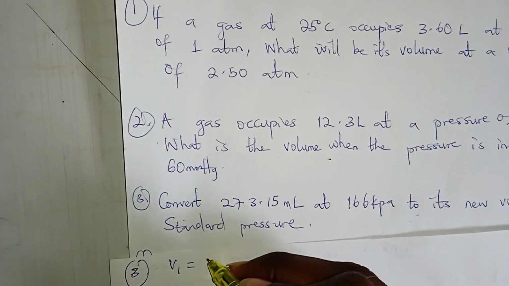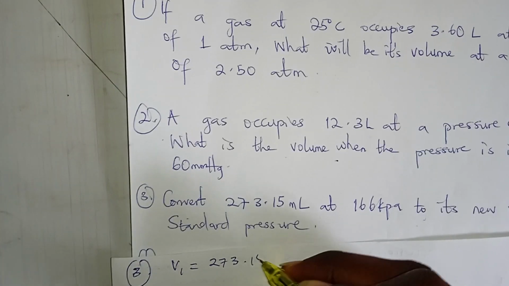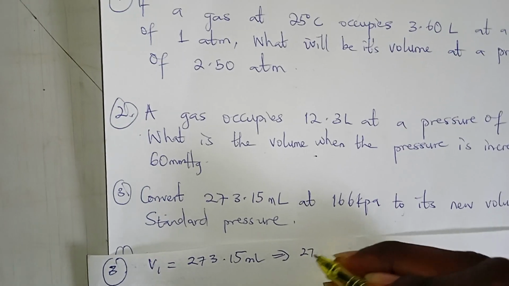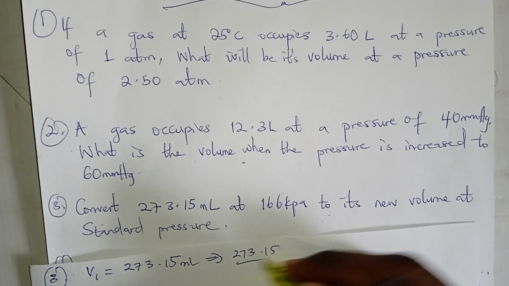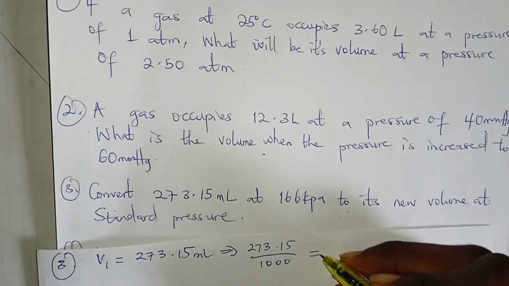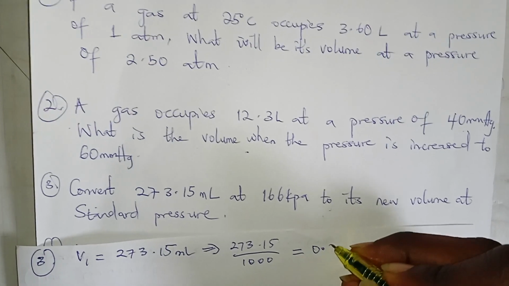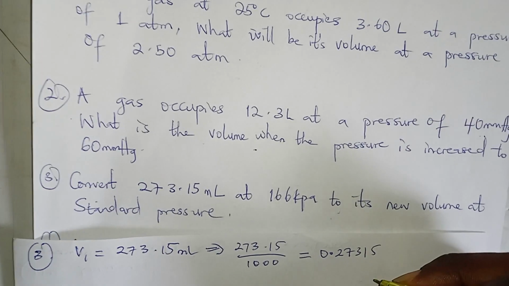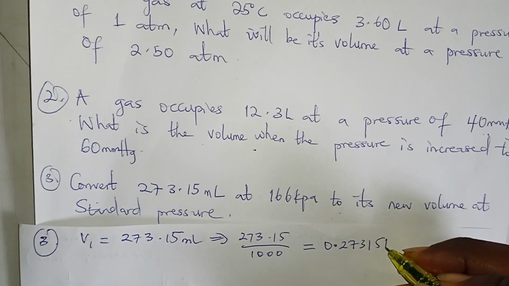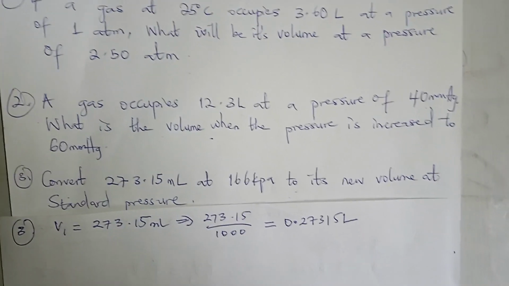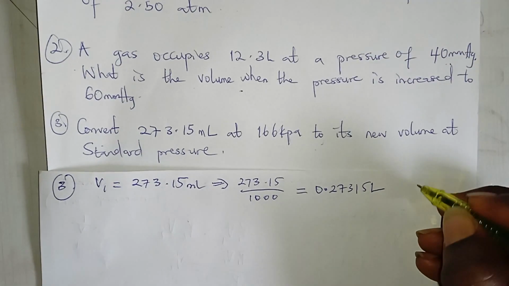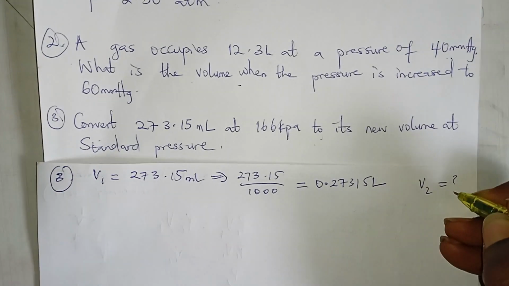Looking at question 3, I have volume V1 in 273.15 milliliter. So I need to convert it to liter. That is essentially saying 273.15 divided by 1000, so that I get 0.27315 liter for V1. Now they are telling us to find V2, its new volume. V2 is what we don't know.